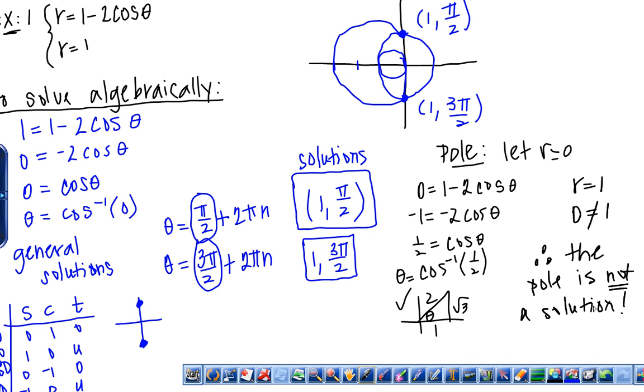Now, you should have known that by the graph, because I talked about how when you were graphing, the 2 lines hit each other at this point and this point, but not at your pole or your origin, and not here. Okay, so these are my 2 solutions, and that's it. Okay, let's look at the second example.